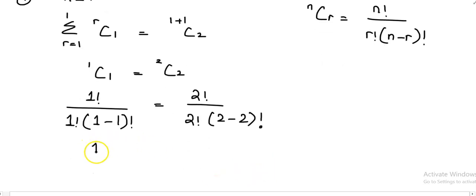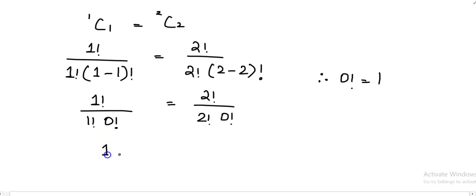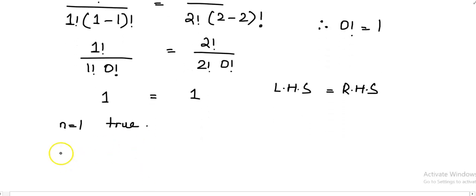Now if I simplify this, I end up getting 1 factorial divided by 1 factorial times 0 factorial, and on the right hand side 2 factorial divided by 2 factorial times 0 factorial. Always remember that 0 factorial is equal to 1. So we get 1 on the left hand side and 1 on the right hand side. Because the left hand side is exactly equal to the right hand side, this means that for n equal to 1, by the principle of mathematical induction, the property holds true.